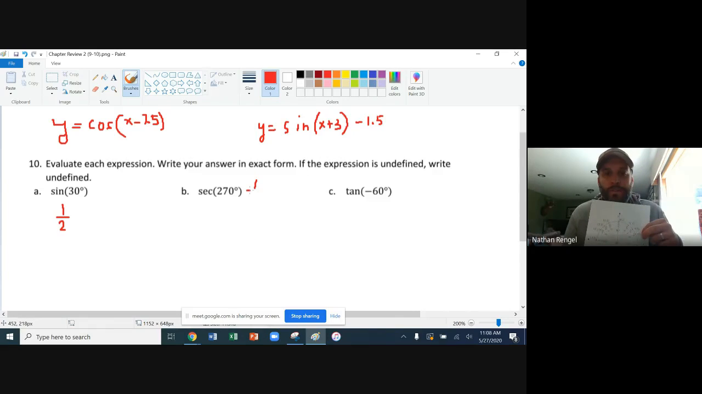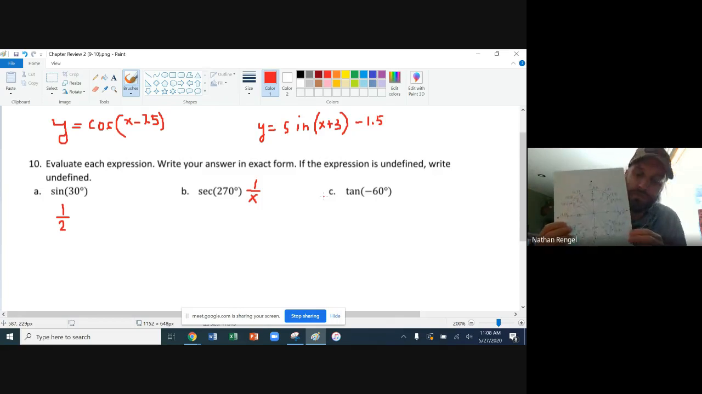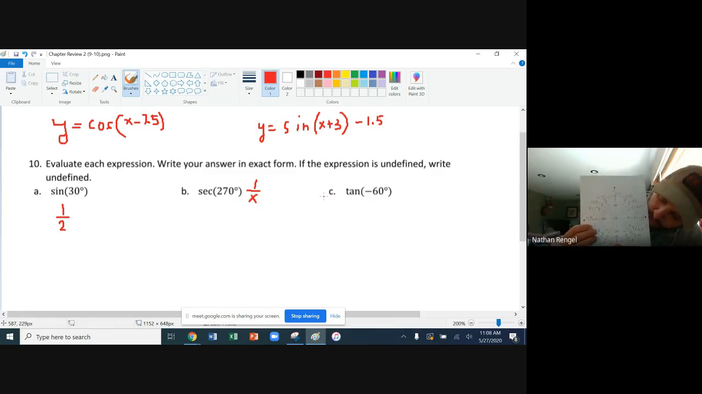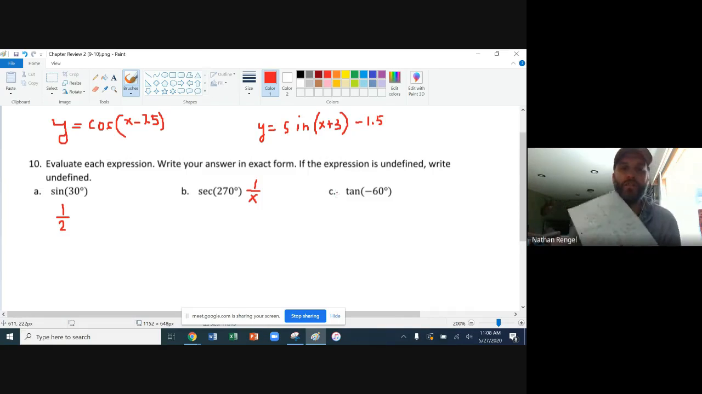Secant relates to the reciprocal of the cosine, so it's 1 over x. So if I'm looking for the secant of 270, I'm going to go down to 270 degrees, find the x coordinate. So secant of 270, sorry, this thing's flopping around, is going to be 1 over 0. But what happens when we divide by 0? You get undefined. So that one is our undefined answer. So we can't divide by 0.